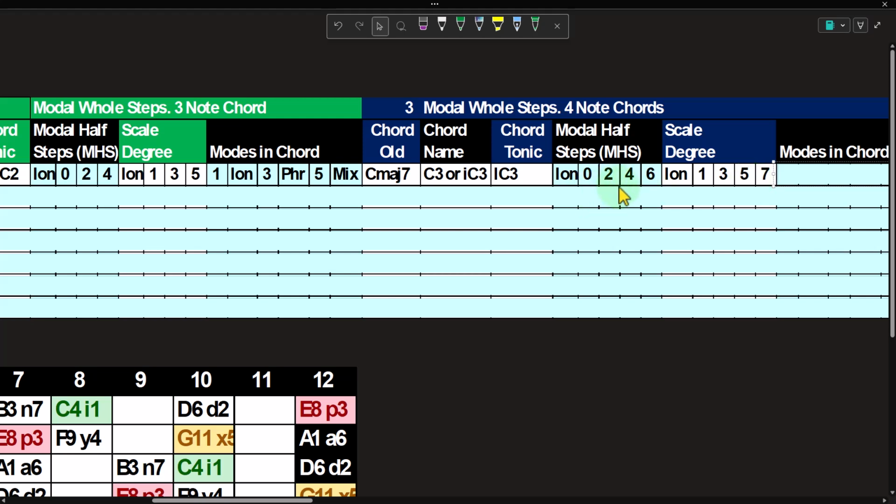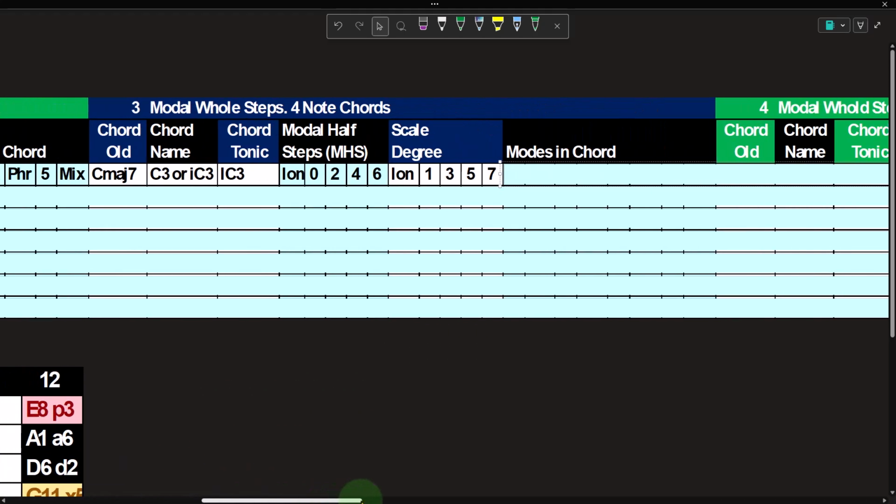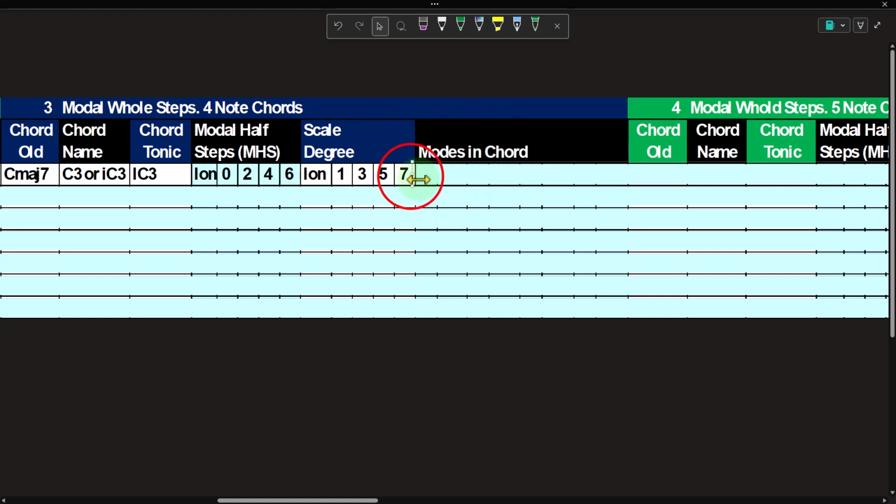And so we can call those the modal half steps, right? From a modal half steps point of view, it's the 2, 4, 6. From a scale degree standpoint, therefore, it's the 0, 2, 4, 6. From a scale degree standpoint, therefore, it's the 1, 3, 5, 7, right? 1, 3, 5, 7 includes the node that we're on, which from a programming standpoint is an error.